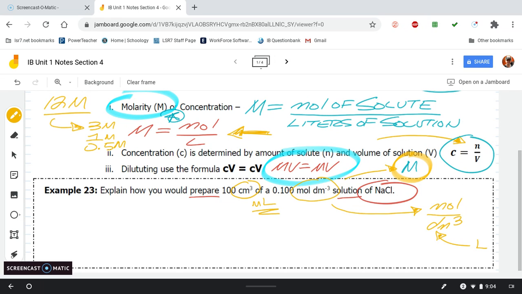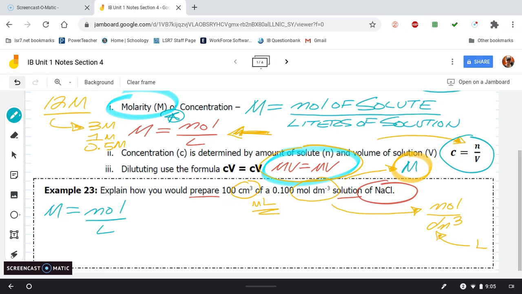I think I misspoke. I think I said we were going to use the dilution formula, and that's not correct. We're not going to use the dilution formula on this one because there's only one set of data. The dilution formula is if we have a third piece of data. We only have 2 here, so we're just going to use the molarity formula. So molarity equals moles over liters.